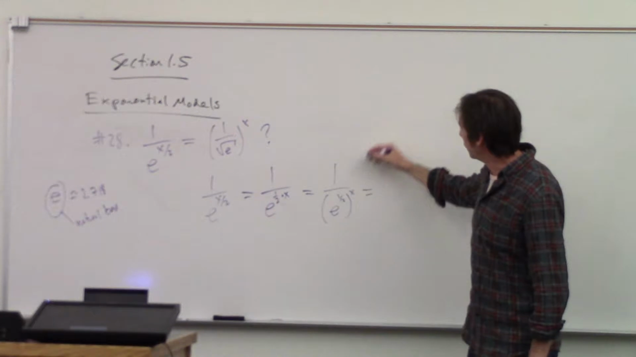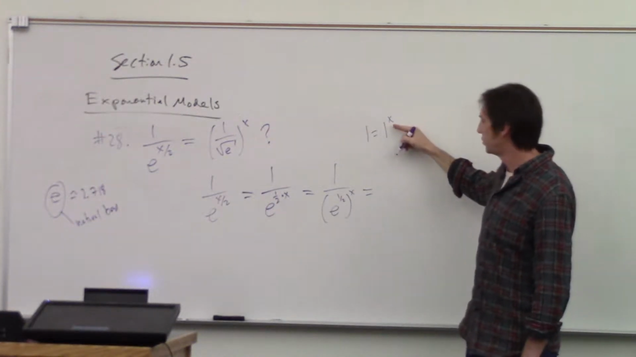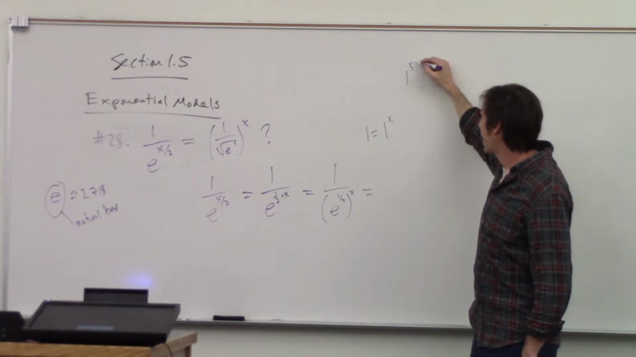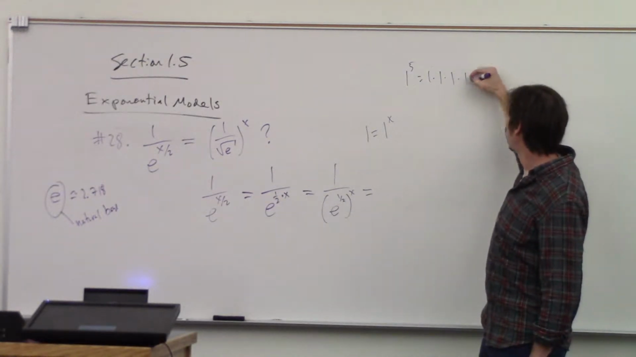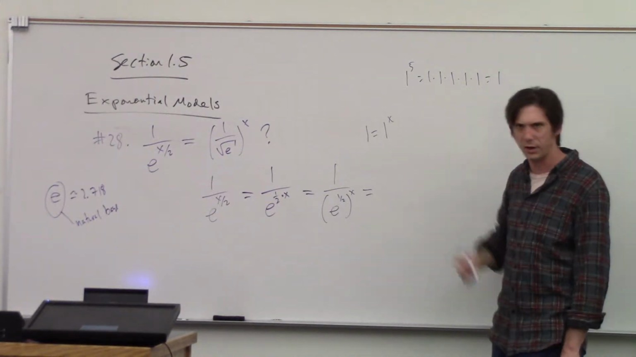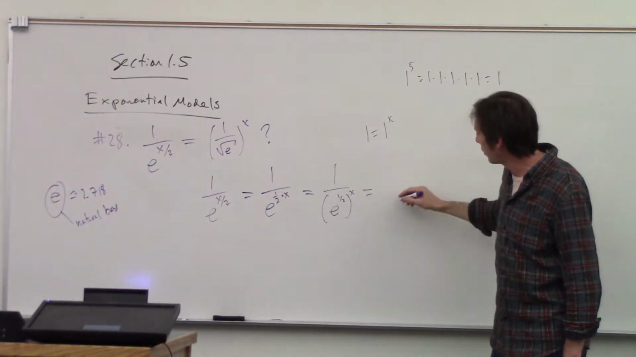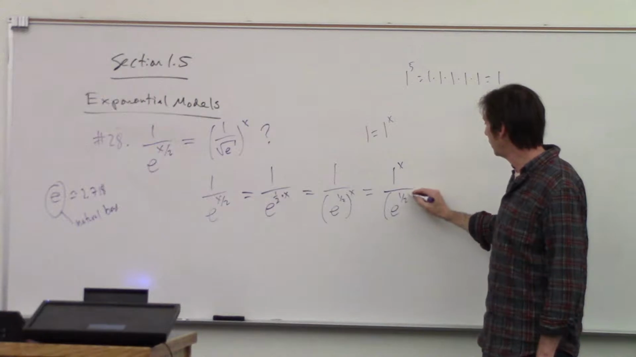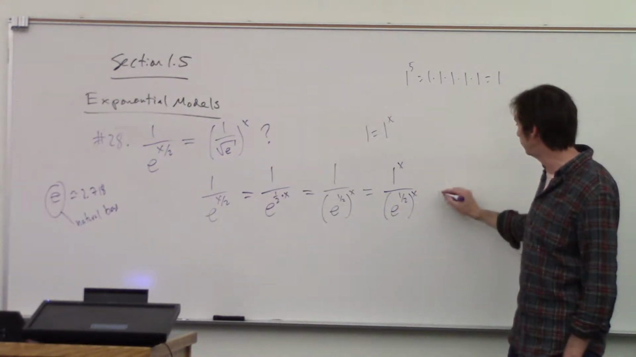I know that 1 is equal to 1 to the x, no matter what x is, right? 1 raised to 5 is 1 times 1 times 1 times 1 times 1, so of course it's 1. Right, so in the numerator, I want to think about that 1 as 1 to the x. In the denominator, I still have e to the 1/2 to the x.